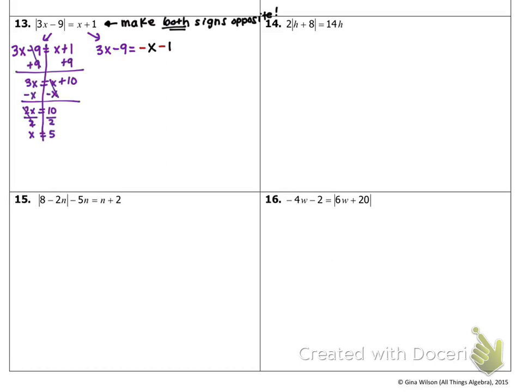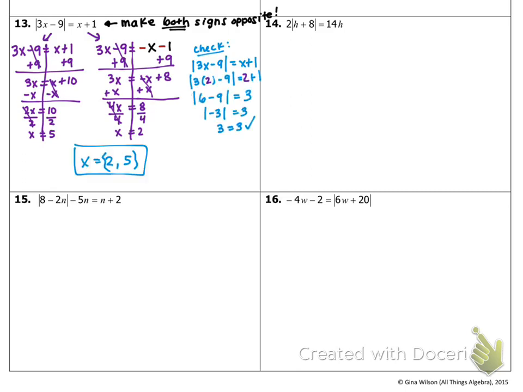You know what? Let's skip 13. I don't know how to do it other than this. So this is what we're going to do. We're going to skip 13 and go to 14. So I'm just going to cross this one out. Don't worry about that one, because I didn't give you any homework problems on that.